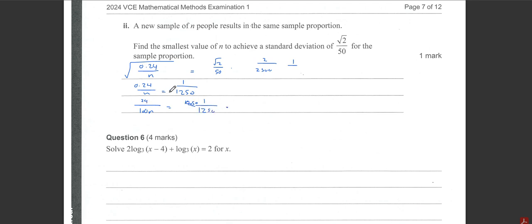24 over 100 n is equal to 12 over 50, 6 over 25. And so 6 is equal to 25n on 1,250. This is going to be 1,250 divided by 25 is 50, I think. So n is equal to 300, 50 times 6.